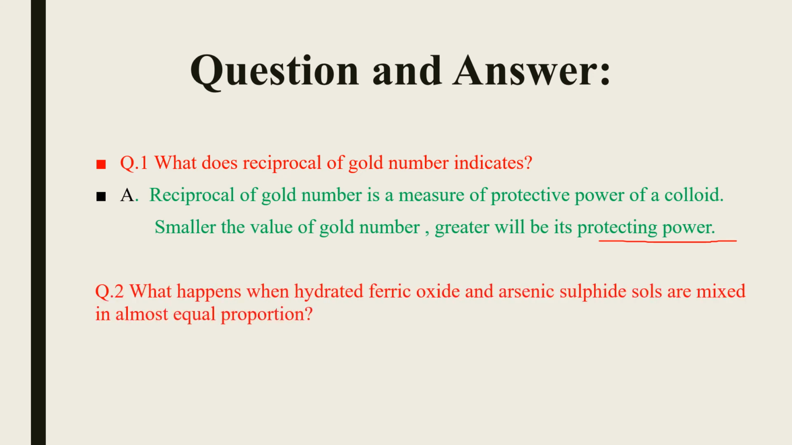Question number second, what happens when hydrated ferric oxide and arsenic sulfide sols are mixed in almost equal proportion? As we have already discussed, hydrated ferric oxide sols are positive sols, whereas arsenic sulfide sols are negative sols. And as the positive sol and the negative sol come in contact with each other, they will form a coagulation. Since in this case mutual coagulation takes place and the charge gets neutralized, they will get mutually coagulated and form the precipitate.